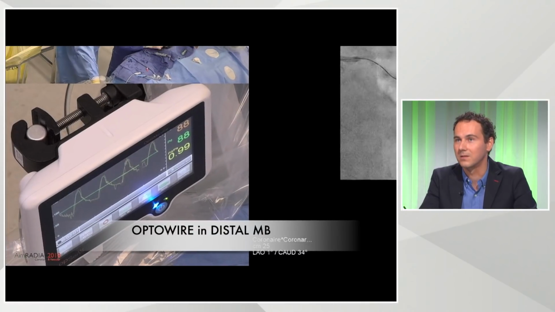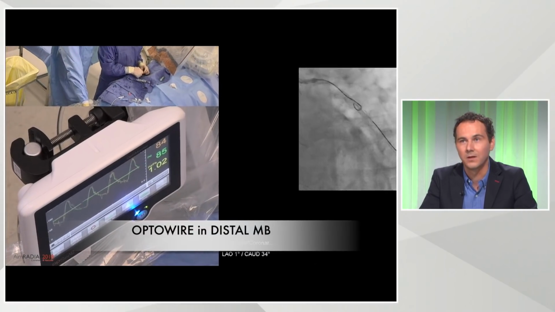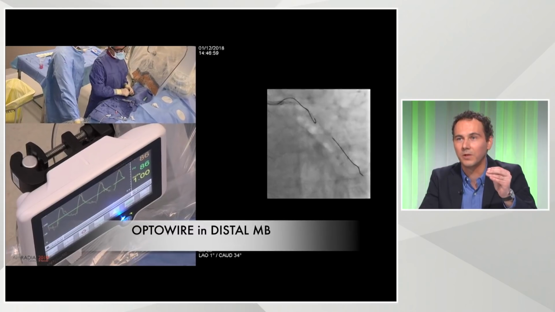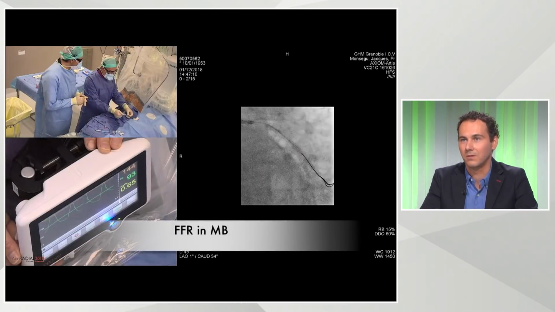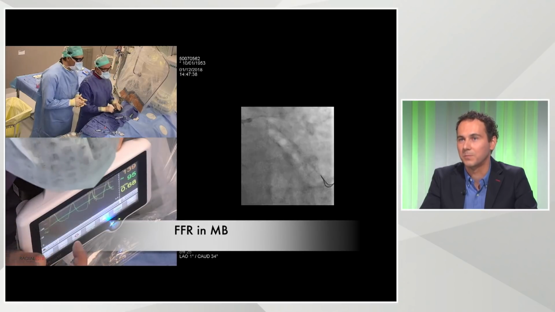And then we assessed the main branch FFR to be sure that the proximal lesion of the circ was not the cause of this non-perfect post-PCI FFR.